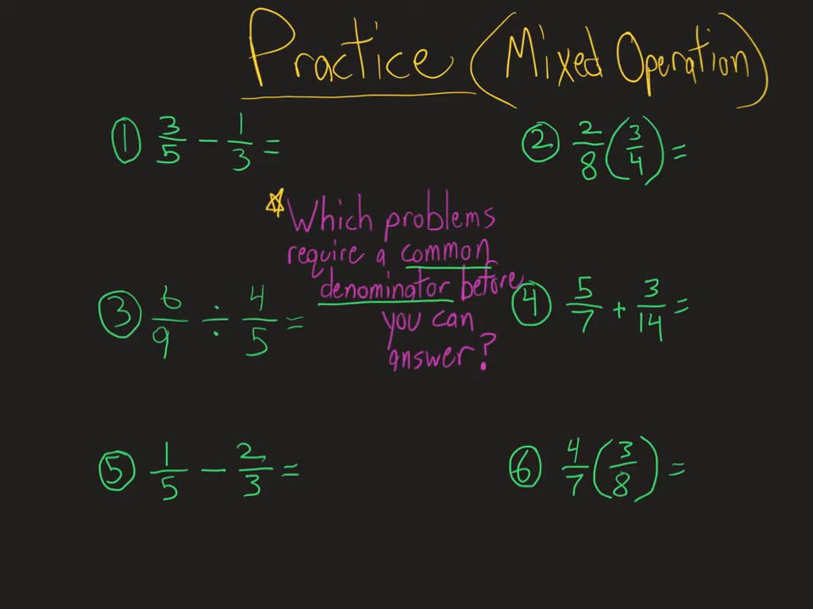We've got all the fraction operations here. There's add, there's subtract, there's multiply, and divide. Some of these you have to get a common denominator, rewrite your fractions. Some you don't. So right now, in your head, which of these will require a common denominator?